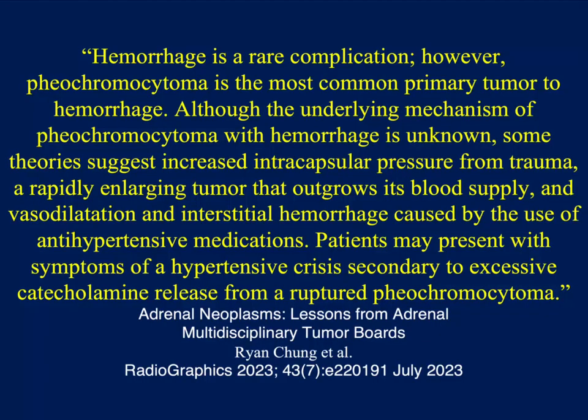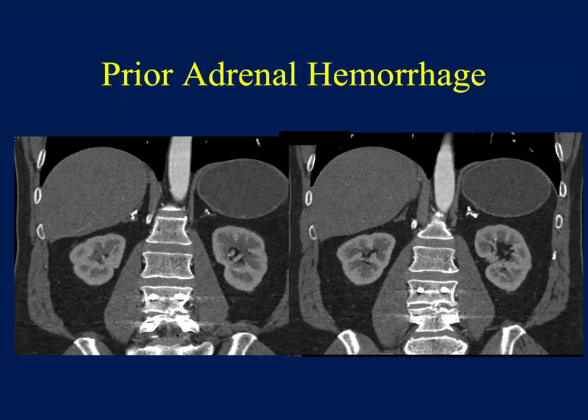Now, hemorrhage is a rare complication. As we mentioned, PHEO is the most common primary tumor to bleed. It's one of the interesting things about pheochromocytoma. It's really unknown why they bleed. Some theories suggest increased intracapsular pressure from trauma, a rapidly enlarging tumor that outgrows its blood supply, and many other possibilities. But again, when you see spontaneous bleed in an adrenal lesion, think about pheochromocytoma.